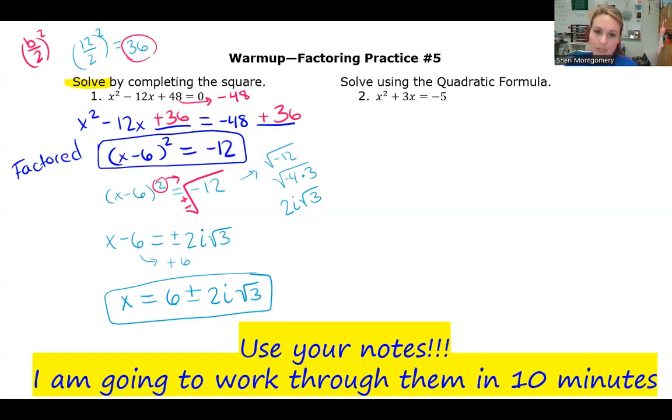So quadratic formula. You don't have to memorize it, but you do have to know how to use it. The quadratic formula is x equals negative b plus or minus the square root of b squared minus 4 times a times c, all over 2a. It starts out with negative b. Negative b means opposite of whatever b is. So if b is positive, it's negative in the formula right there. If it's negative, it becomes positive in the formula right there.